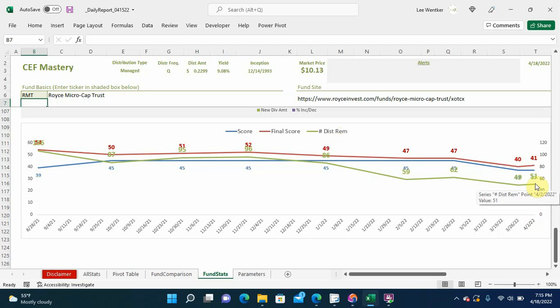For example, instead of paying their distributions entirely from accumulated earnings, they could mix it with a portion of return of capital, which would actually increase that 51 number to a much higher number. Now, I debated on whether to use net asset value or the estimated number of distributions remaining. And I ultimately concluded that using the estimated number of distributions remaining provides a much clearer picture of the fund's distribution health than simply using the NAV.